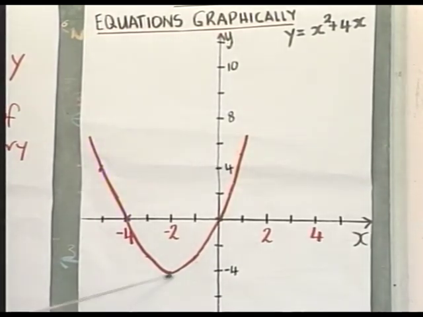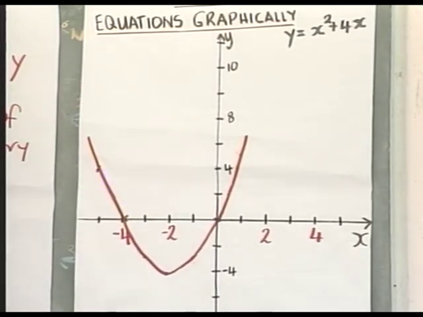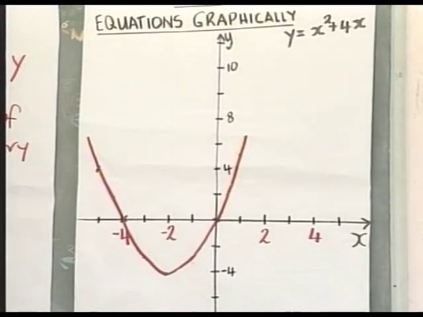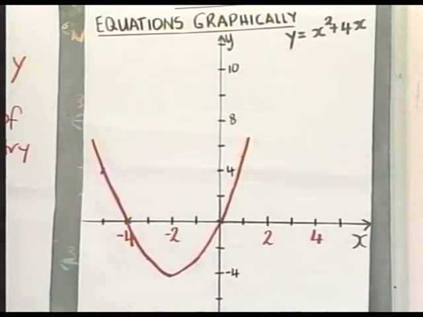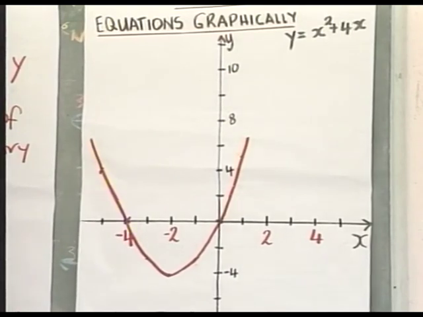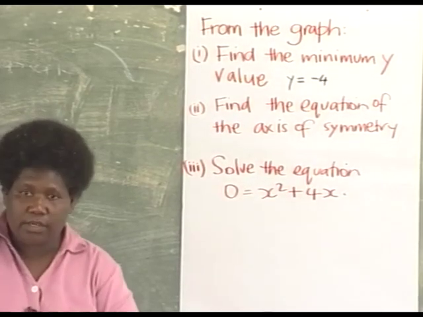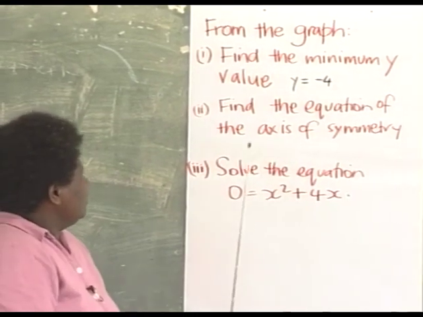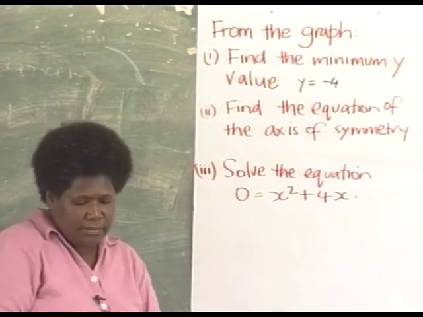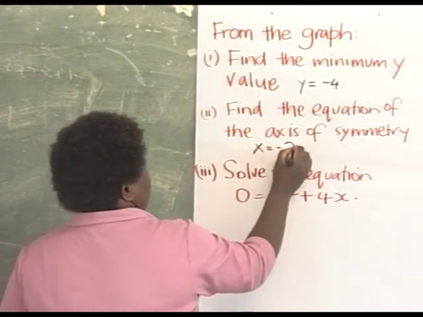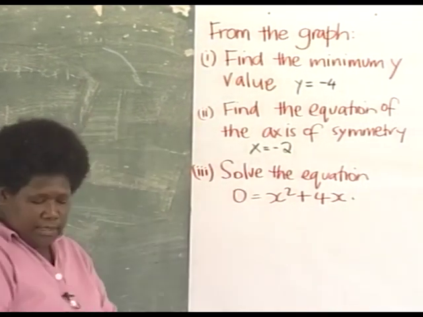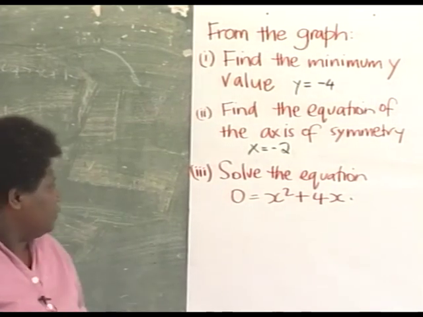So the turning point here is when x is minus 2. When x is minus 2, what is y according to the graph? Negative 4. So the minimum y value is when y is equal to negative 4. Again, you take it from the turning point, from the vertex. Okay, find the equation of the axis of symmetry. We all know that. X equals negative 2, because that's the same as the x coordinate of the turning point.